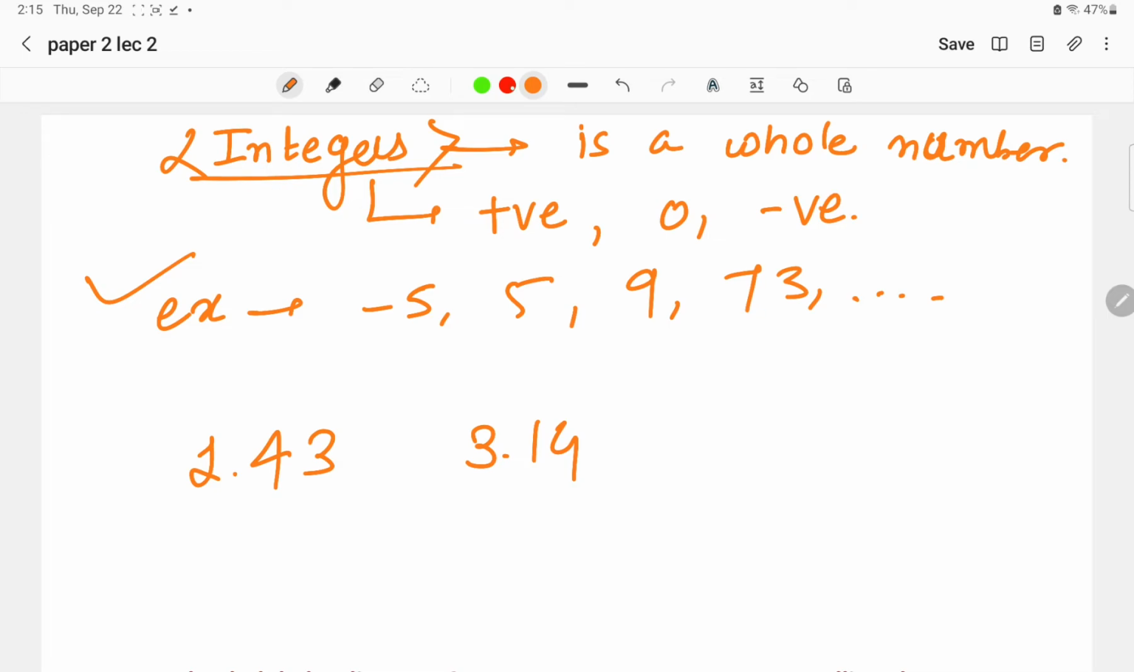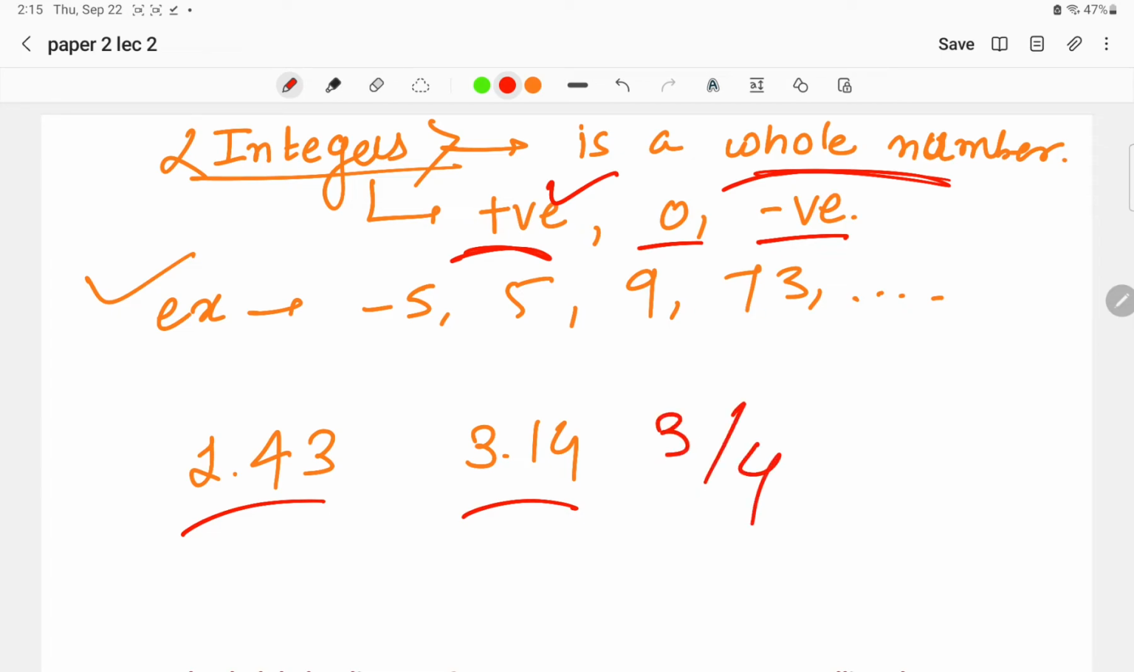So simply, integer means the whole numbers: positive, 0 or negative numbers are the integers. These are the whole numbers. So if a number is given in the form of a decimal point, or in the form of a fraction, for example 3/4, then these numbers are not integers. Okay, this was all about the integers.